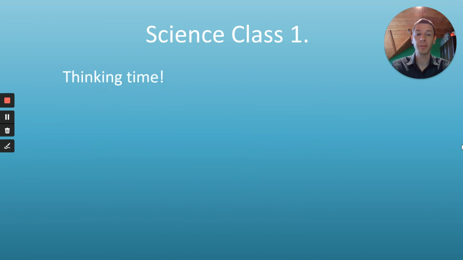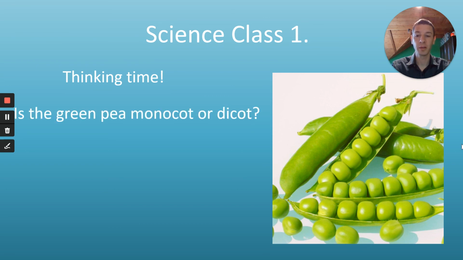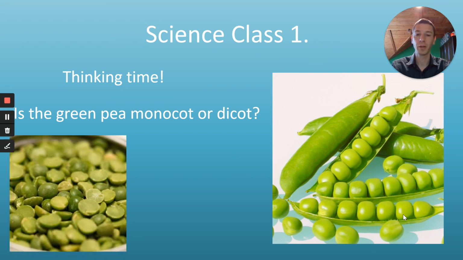Thinking time. Look at this nice pea plant. Question: is the green pea monocotyledon or dicotyledon? You can pause this video now, think about it, and resume the video for the answer. The green pea inside can be split into two. That means the pea plant is a dicotyledon.